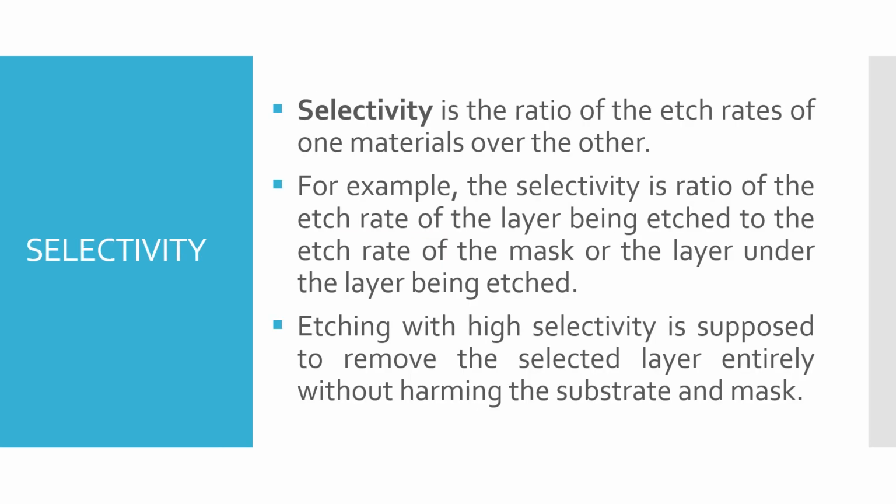In the etching process, there is selectivity. So what is selectivity? Selectivity is the ratio of the etch rate of one material over the other. For example, the selectivity is the ratio of the etch rate of the layer being etched to the etch rate of the mask or the layer under the layer being etched. Etching with high selectivity is supposed to remove the selected layer entirely without harming the substrate and mask.